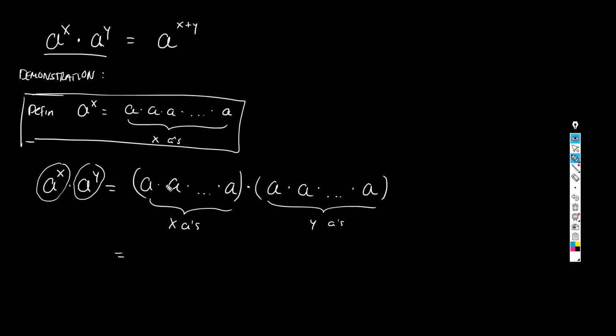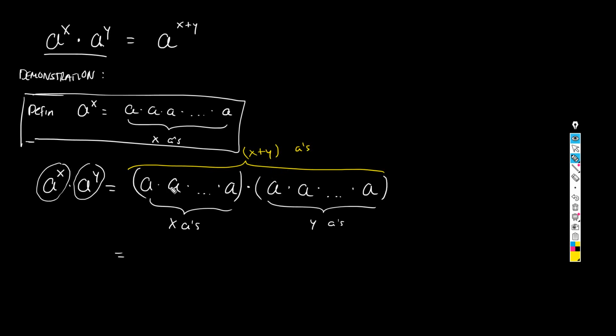How many times though? How many a's do I have in all of this total? Well, if I have x a's in here and if I have y a's in here, then clearly in total I have x plus y a's, x plus y a's. You see? So we have the product of a multiplying itself. How many times? X plus y times, or x plus y a's.